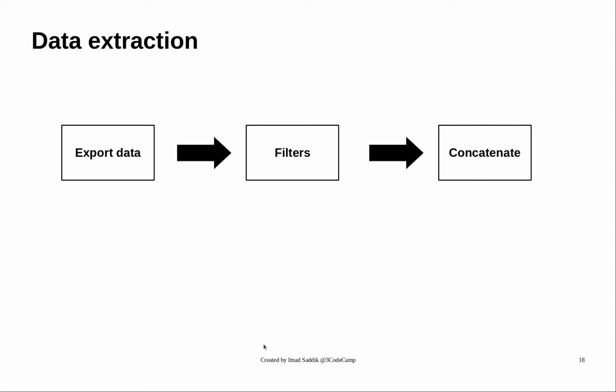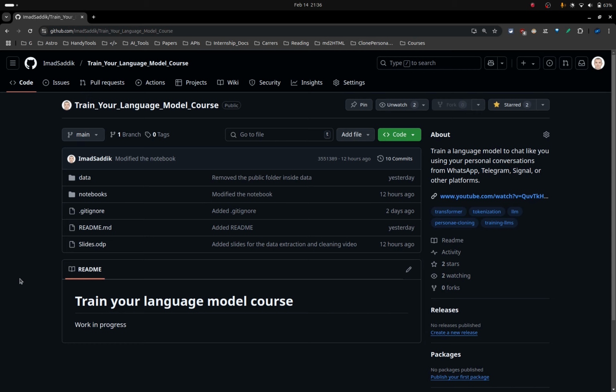And finally, we will concatenate the cleaned data into one giant sequence of text. This output will be used in the next video where we are going to talk about byte pair encoding and tokenization. Now let's code.